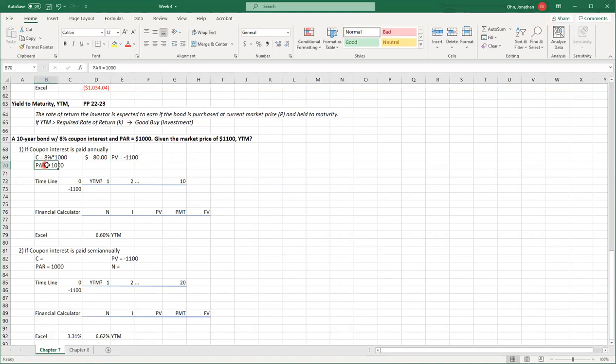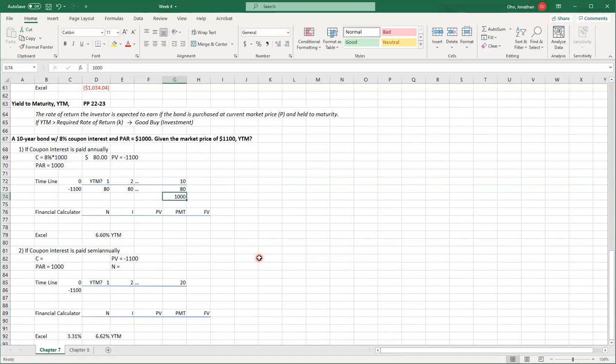And the par value is $1,000, right? So this is a 10-year bond, a 10-year time horizon, right? Your initial payment, the market price, is $1,100. If you buy this one, what do you expect? You will get $80 each year for 10 years. And then at maturity, at the end of year 10, you will receive $1,000. So these two cash flows are coming to you if you buy this bond.